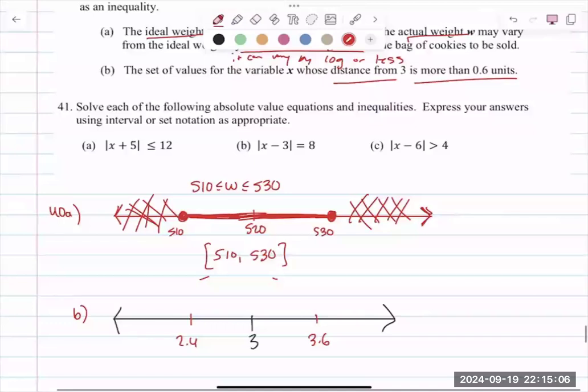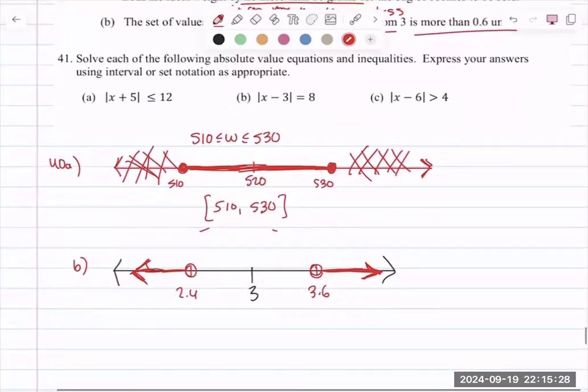Are 2.4 and 3.6 possible values of x? Is their distance more than 0.6 units away? No, those distances are exactly 0.6 units away. So there's holes here. We don't include them. But anything farther away from 3 is fair game, right? So that includes all of these values down here. So then this means that x is less than 2.4, not included, or x is greater than 3.6.